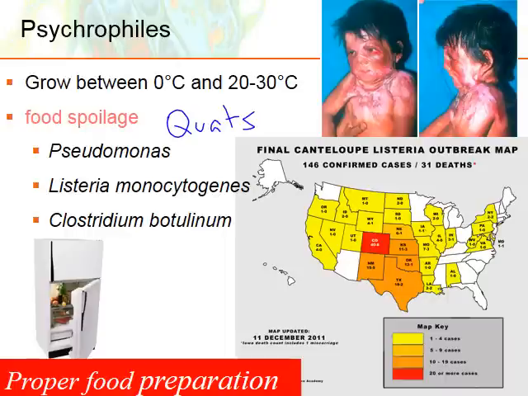it's a terrible situation because these people that died were usually already in the hospital. They were already immunocompromised, had some sort of underlying health issue, and then they get in the hospital, they eat some ice cream, and this bug gets inside of them, and they die. Okay, Listeria can cause encephalitis, meningitis, and cause all kinds of infections.